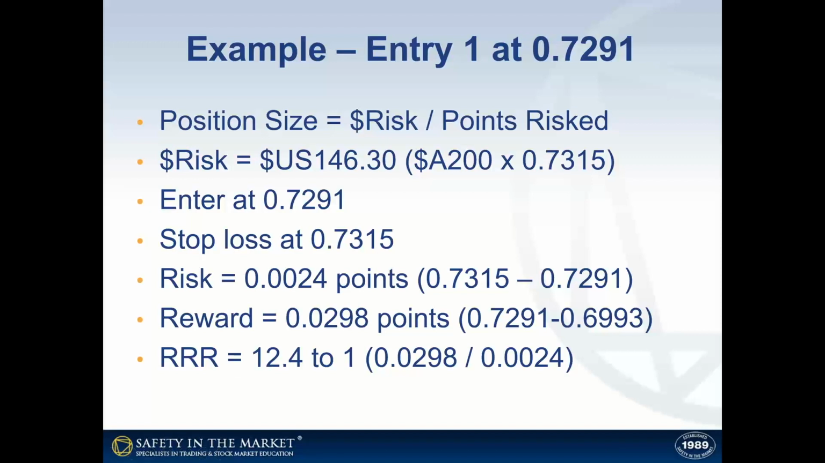But here, what I'd like you to do is pause the recording and see if you can work out the position size that we're going to take here. Remember, we're plugging in position size. That's the number that we want. And we're putting into our calculator risk in terms of dollars divided by points risked, which is 0.0024. See what you come up with.